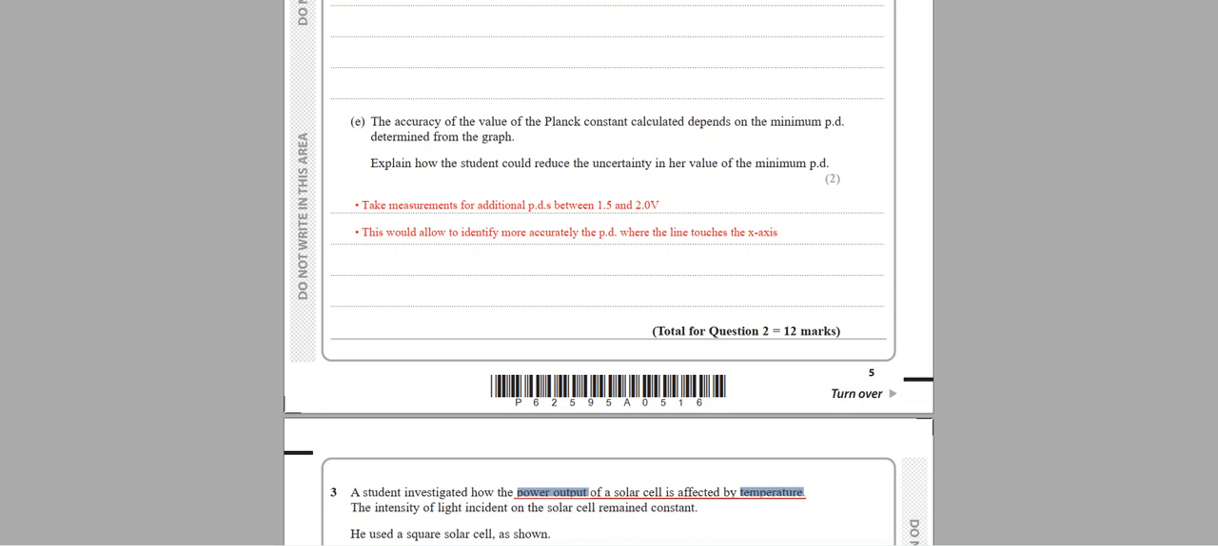Guys, please recall what was the minimum PD involved here. The value was around 1.6 and there weren't any plotting points there. You had to do some guesswork. So if you had taken some more values, you could have easily seen where exactly it starts conducting. So the answer is take measurements for additional PDs between 1.5 and 2.0 so you can see where the line touches the x-axis.